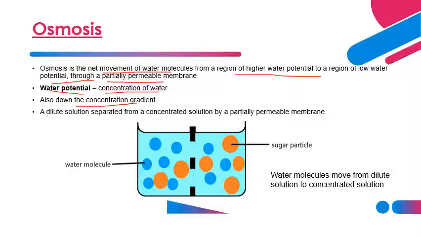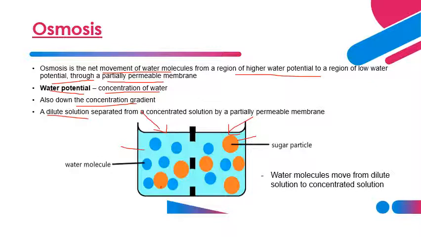For example, a dilute solution separated from a concentrated solution by a partially permeable membrane. So we've got a dilute solution on the left side here and the concentrated solution on the right side. The dilute solution has more water molecules than sugar molecules. And here in the concentrated solution there are more sugar particles than water molecules.